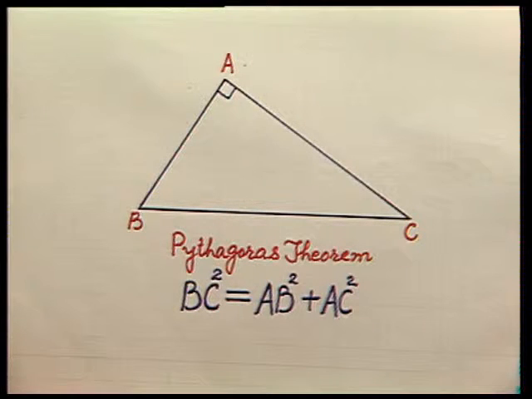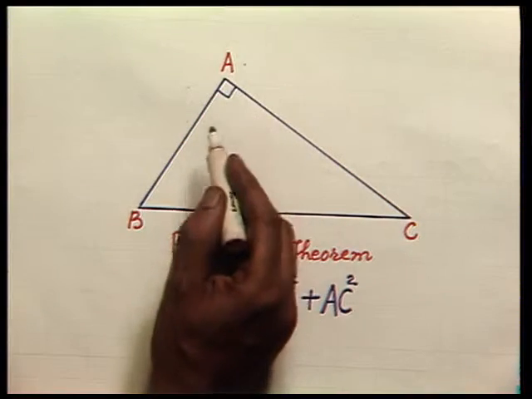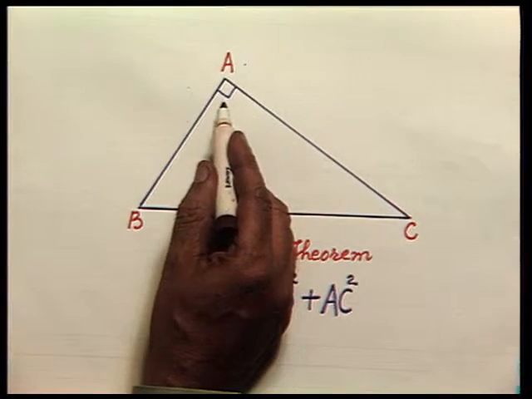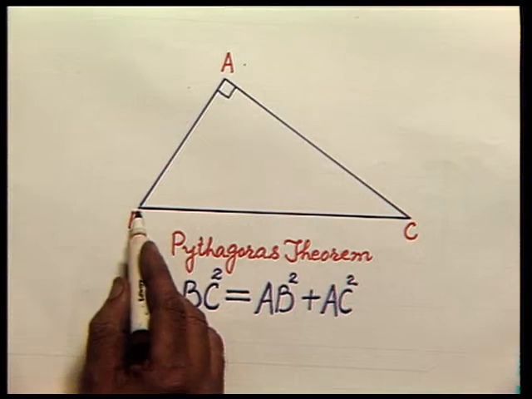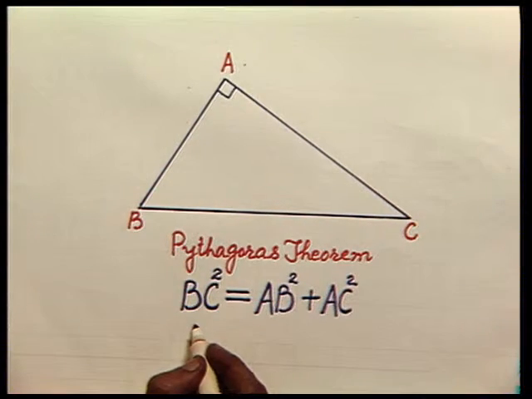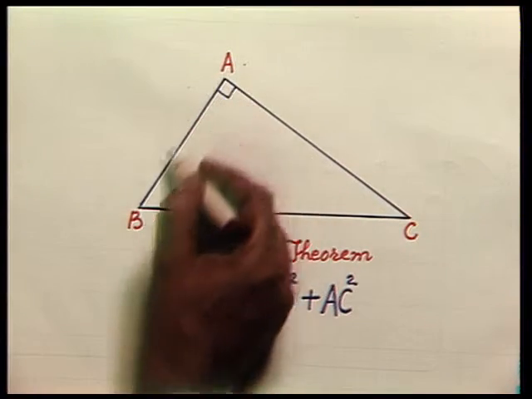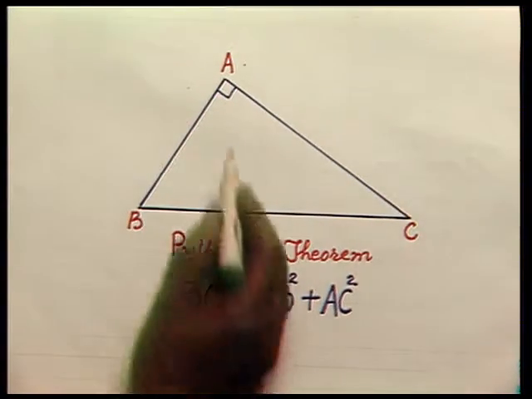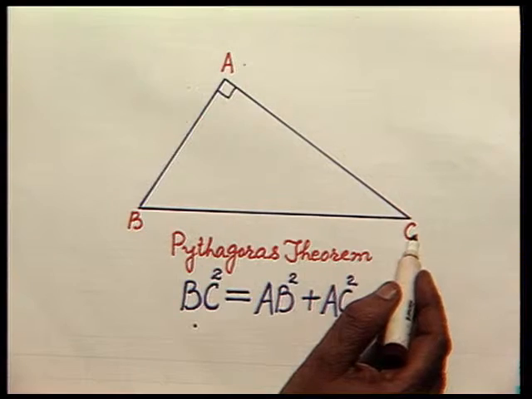Now, by just looking at the right angle triangle, aren't you familiar with the right angle triangle theorem which was given by Pythagoras? The Pythagoras theorem states that in a triangle ABC, if there is a right angle at A over here, then the square on the hypotenuse, that is BC squared, is equal to AB squared plus AC squared.